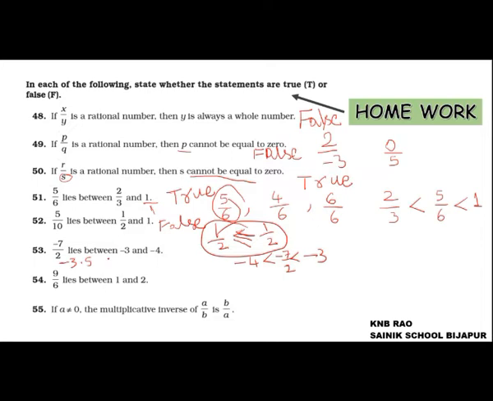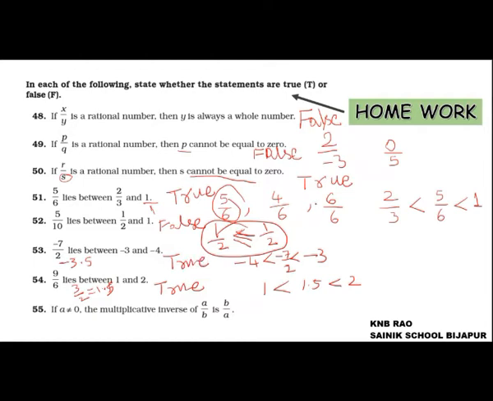Similarly, there is another question, a statement saying that 9 by 6 lies between 1 and 2. So what is 9 by 6? 9 by 6 is again 3 by 2. 3 by 2 is nothing but 1.5. So this 1.5 certainly lies between 1 and 2. So this statement is true. And here the 53rd was also true.